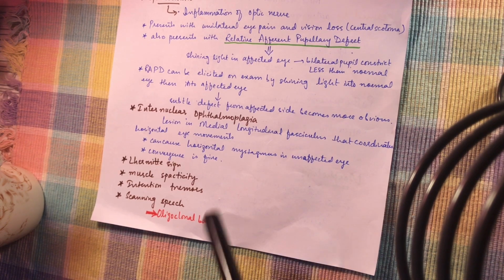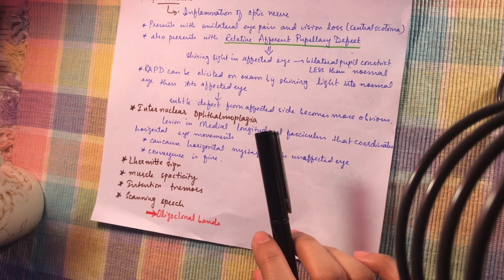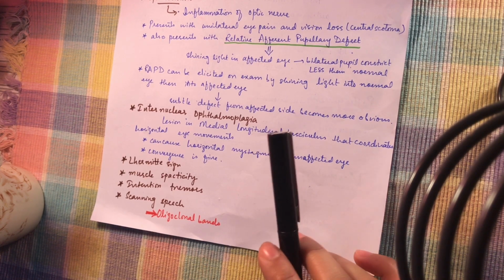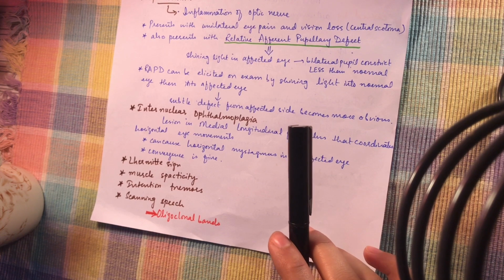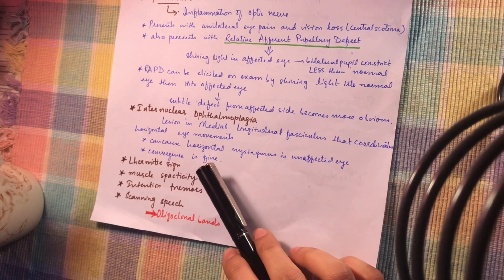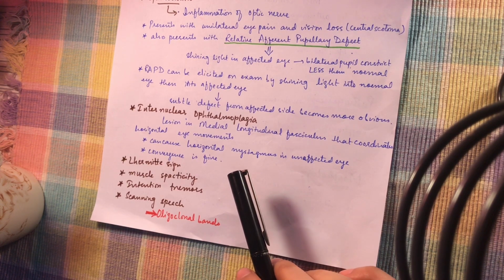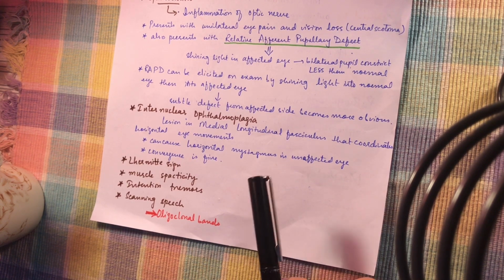So multiple sclerosis can present with the Lhermitte sign. Lhermitte sign is a sign that occurs when there is neck flexion. With neck flexion, the electric shock sensation running down the spine is basically the Lhermitte sign. And multiple sclerosis can also present with muscle spasticity, intention tremors, and scanning speech. Scanning speech is basically a sort of conversational intention tremor.